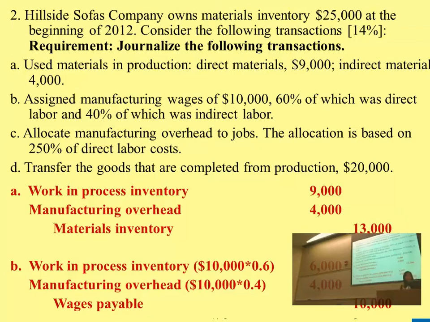Okay, now B entry here, if we assign manufacturing wages, the total wages is $10,000, 60% of direct labor, 40% is indirect labor, so you just multiply those percentages by the total labor costs. So this should give you, you should be debiting work in process, debiting manufacturing overhead for indirect labor costs, and then credit all the wages payable.